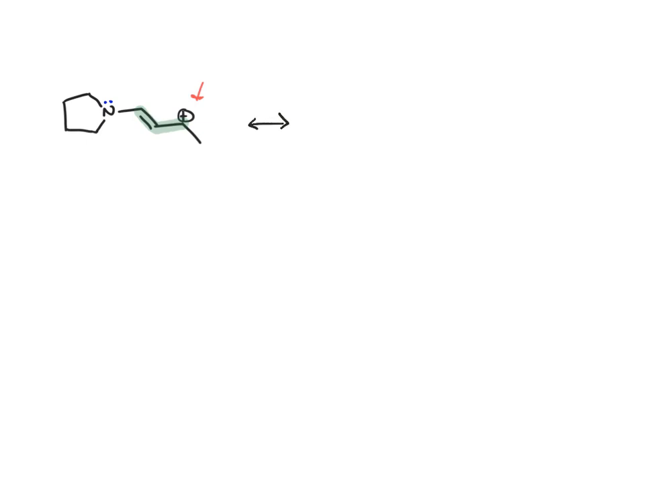So what we can do, I'll highlight that in red. We can move this pi bond over to here. The pi bond is right here now. That leaves a void on this carbon, so we have a positive charge there. And we still have the lone pair right here.